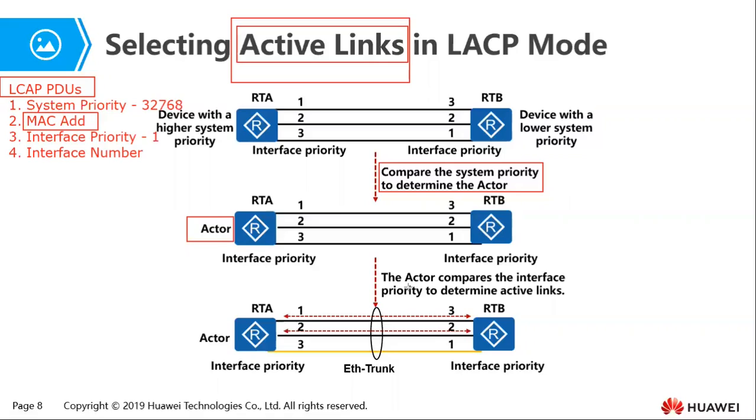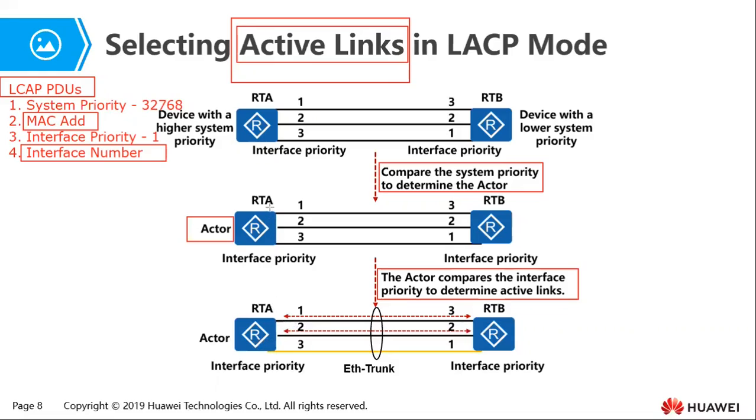So that is how the actor is actually selected. Now, after selecting the actor, the next thing is that the actor will compare the interface priority to determine the active links. We're going to see the default interface priority, but in case all of them have an equal interface priority, then the next thing the actor will look at is the interface number. Whoever has a smaller interface number becomes an active link.